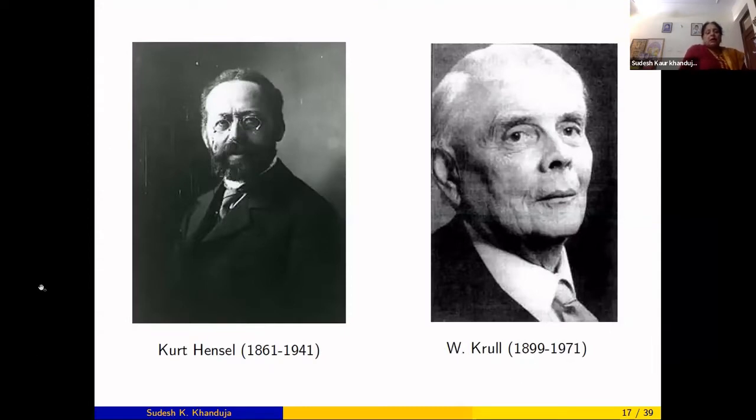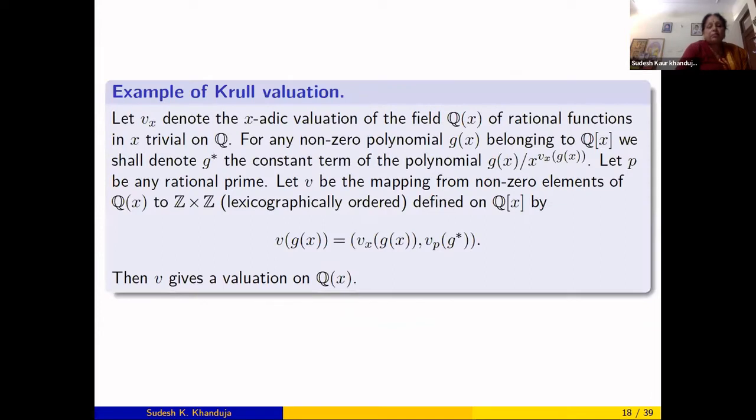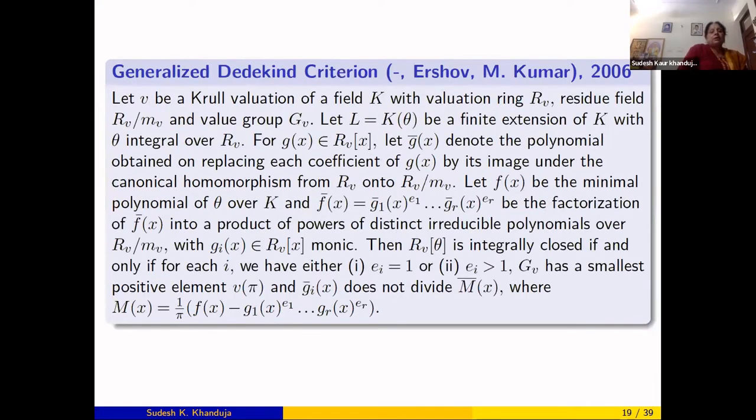This is Kurt Hensel, who gave us the notion of p-adic valuation, and this is W. Krull, who generalized it to valuations with arbitrary totally ordered value groups. I will skip the example of a Krull valuation.